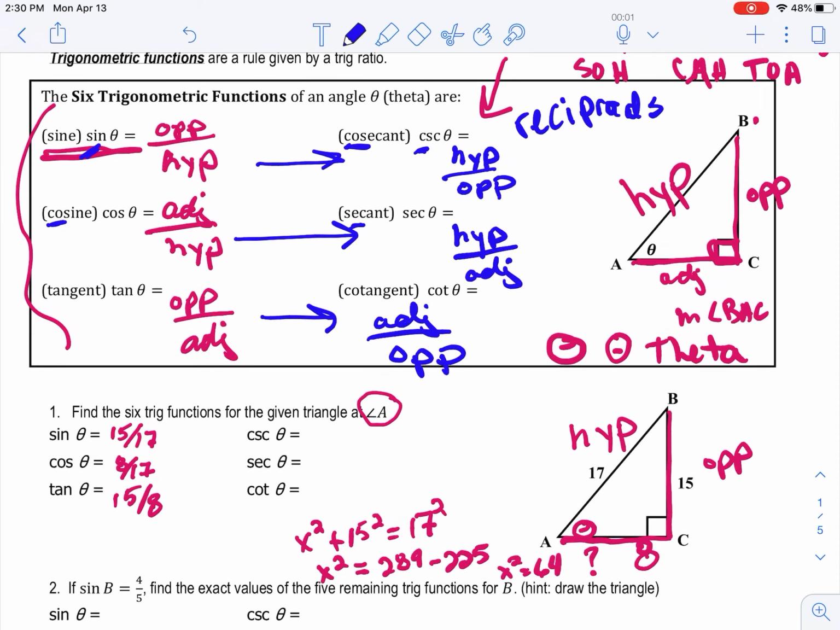Okay, so down here in example 1, you can flip sine over and you can go 17 over 15. So instead of taking opposite over hypotenuse, we would take hypotenuse over opposite. Okay, so sine is 15 over 17, cosecant is 17 over 15. You'd have to do the reciprocal of your sine. Cosine goes with secant, so I would flip this over, 17 over 8. And tangent, cotangent is its reciprocal, so 8 over 15.